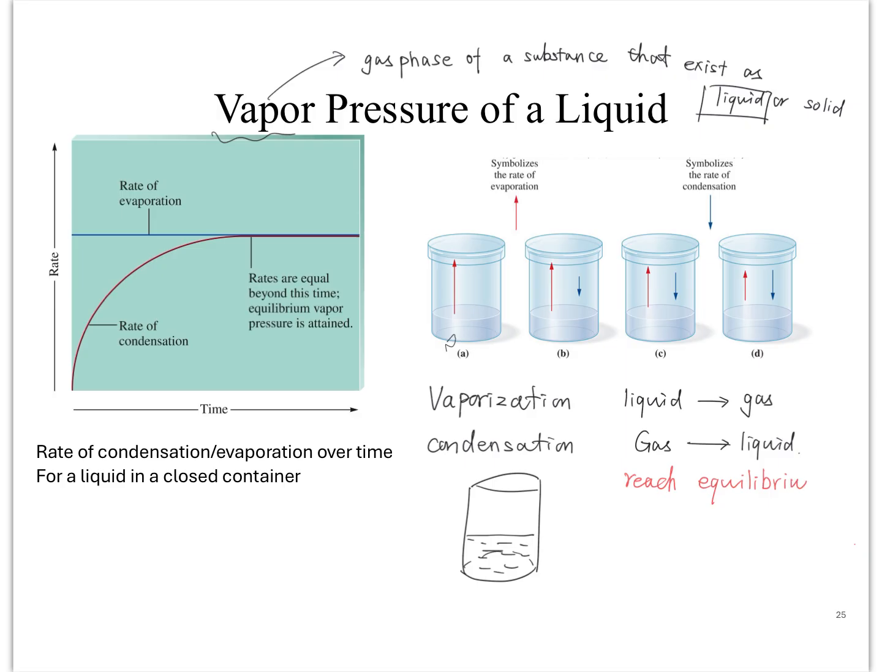It does not mean that vaporization and condensation both will just stop. It's just that the rates are the same. Going forward, going backward, they are the same speed or the same rate. So at this equilibrium, the pressure exerted by the vapor above the liquid is the so-called vapor pressure.